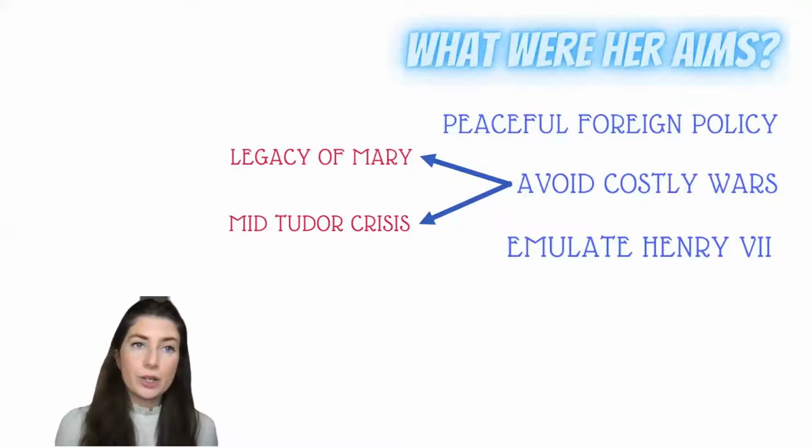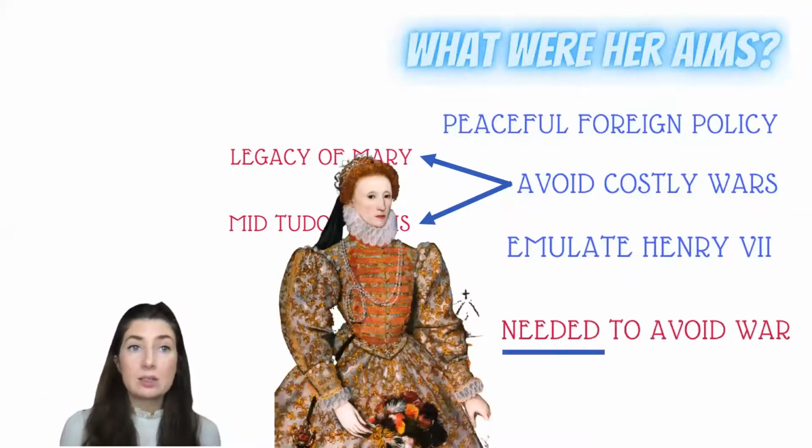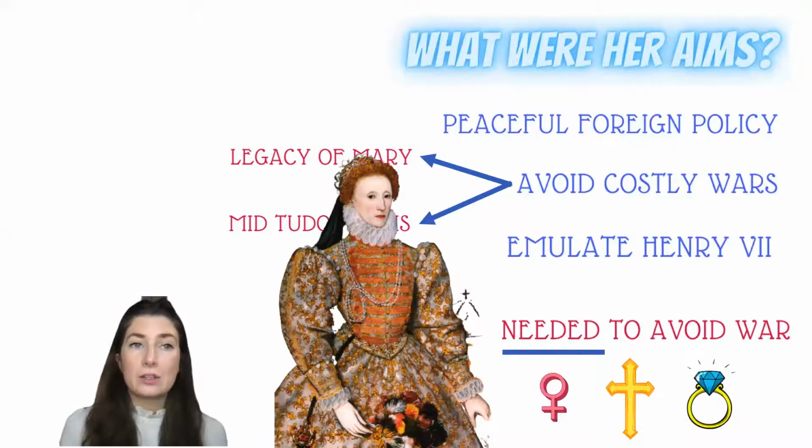So just to recap, her aims: peaceful, she wants to avoid war, she wants to be like her grandfather Henry. The reason for that partly is because she's a woman, she's a Protestant in a very Catholic Europe, and she is unmarried, so therefore she is very vulnerable.